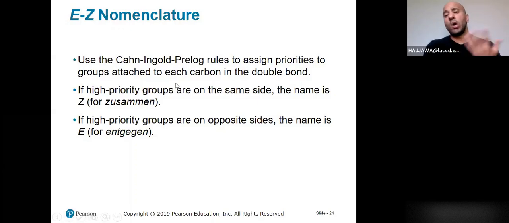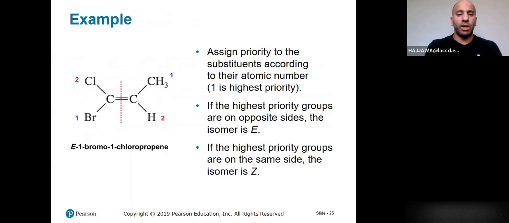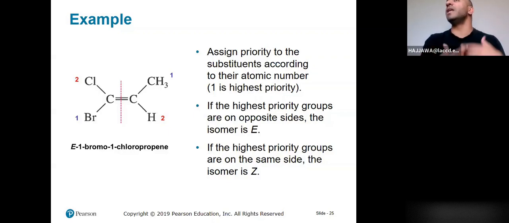So using the Cahn-Ingold-Prelog convention, you will assign priorities based on atomic number, just like how you would label the groups across a chiral center. So Z will be for a cis, and E will be for a trans. That's how it is. So here's an example where the name of the compound is 1-bromo-1-chloropropene. I could say trans, or the more formal would be labeling it E. So think of E as the IUPAC way of naming an alkene rather than using cis and trans.